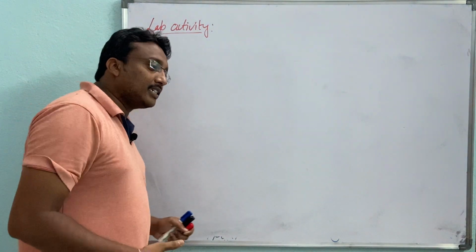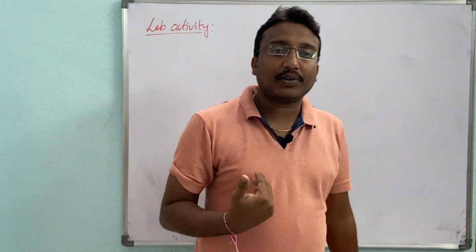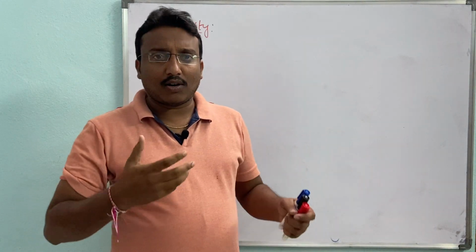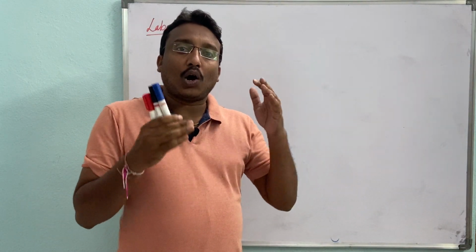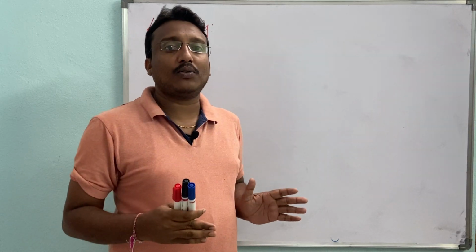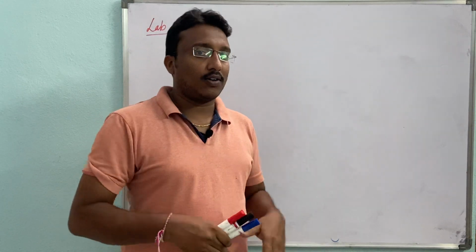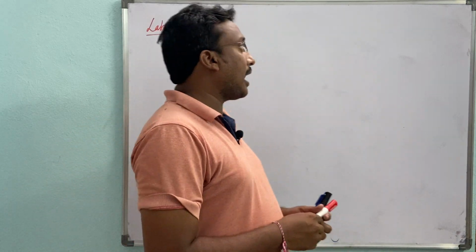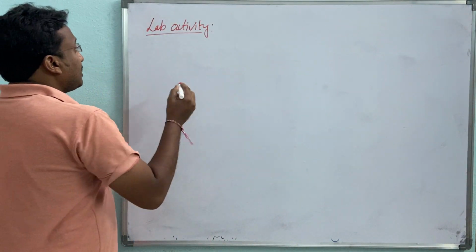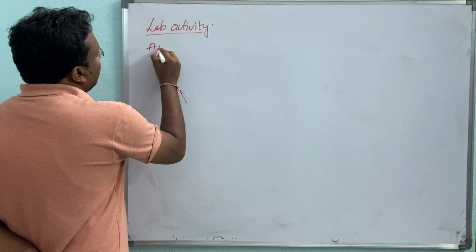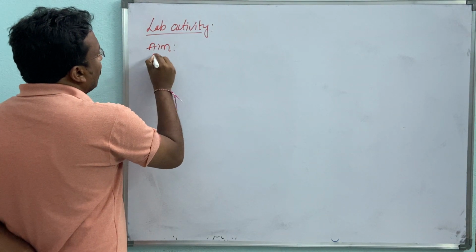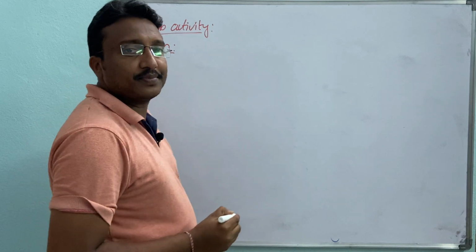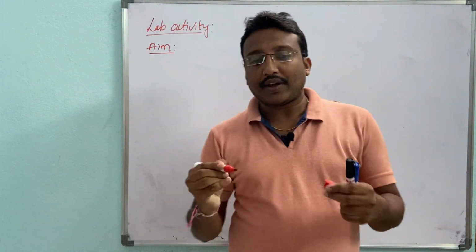We already discussed in our first chapter lab activity with the concave mirror, how to write, what are the steps we have to follow, that we discussed already. Then according to those steps, we are going to discuss the lab activity. First we are going to discuss aim. In lab activity, first we have to write aim.